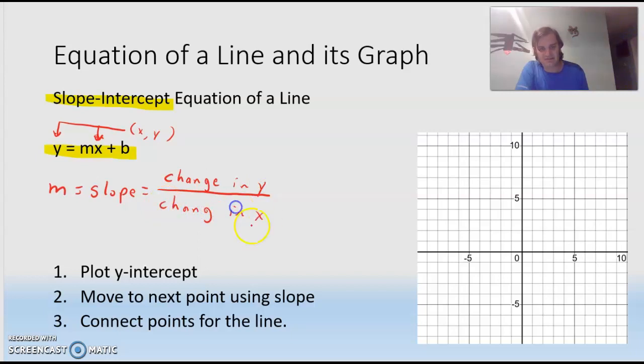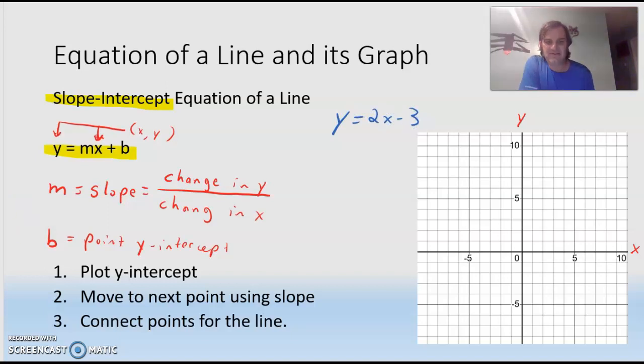And we will do that with an example in a moment. And then the b will be a point, which will be a y-intercept. So that's going to be a point on the y-axis. And if we go back to our graph, remember the y goes up and down, and the x goes left and right. So going back to the same example we just had, which was 2x minus 3, y equals 2x minus 3.